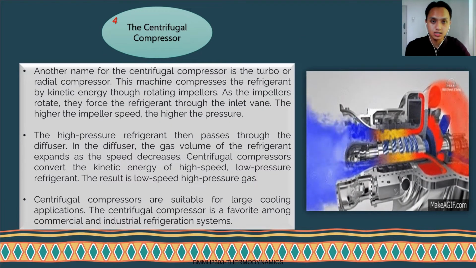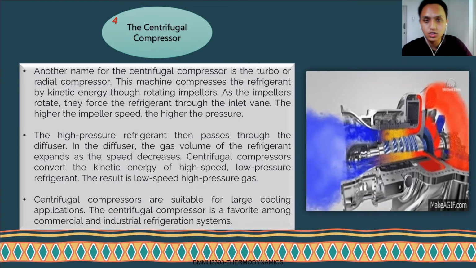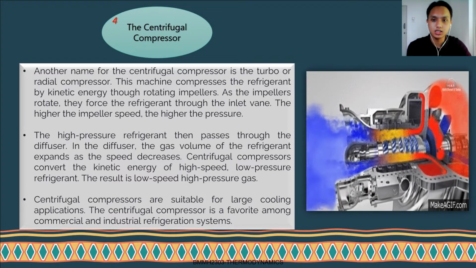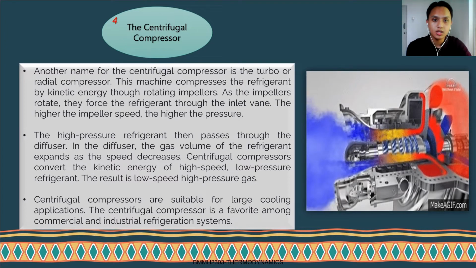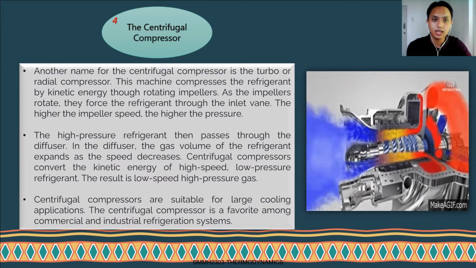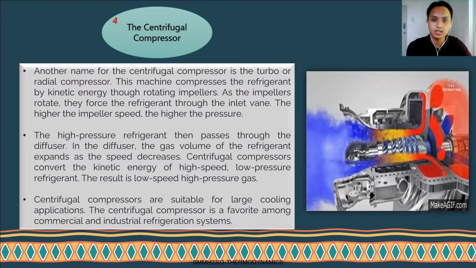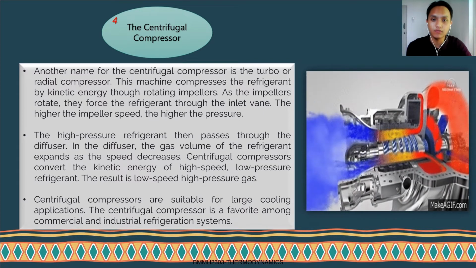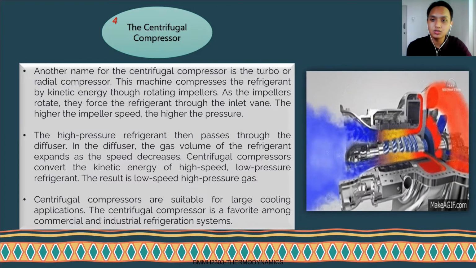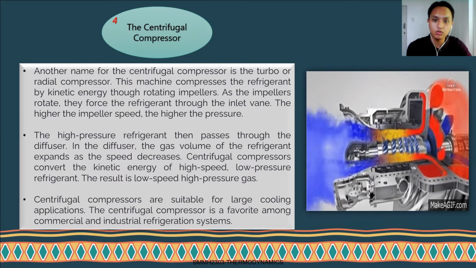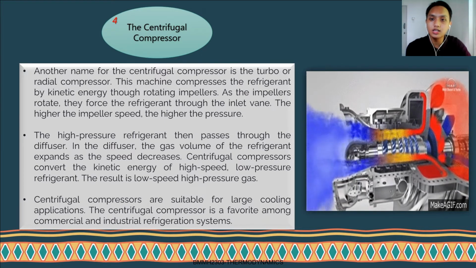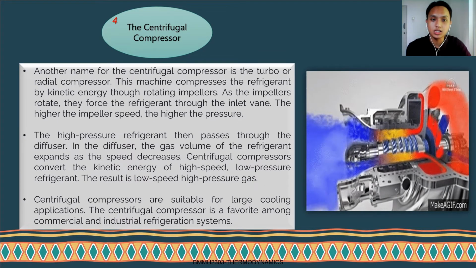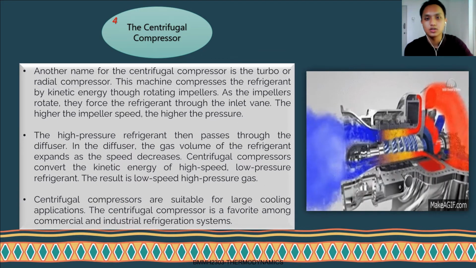And the last one is the centrifugal compressor. Usually this one is used in the aircraft industry, in the turbine. The other name for the centrifugal compressor is turbo or radial compressor. The machine compresses the refrigerant by applying kinetic energy to rotating impellers. As the impellers rotate, they force the refrigerant to the inlet vane. The high pressure refrigerant then passes through the diffuser. In the diffuser, the gas volume of the refrigerant expands as the speed decreases. The centrifugal compressor converts the kinetic energy of high speed, low pressure refrigerant. The result is low speed, high pressure gas. So there are 4 types of compressor.